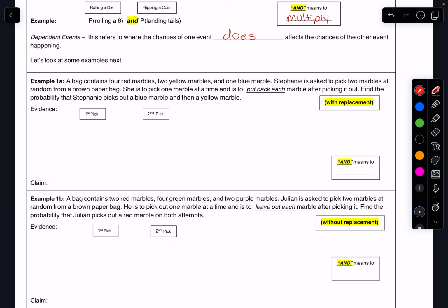Okay, so the first one says a bag contains 4 red marbles, 2 yellow marbles, and 1 blue marble. Stephanie is asked to pick 2 marbles at random from a brown paper bag. If she is to pick one at a time and is to put back each marble after picking it out, find the probability that Stephanie picks out a blue marble and then a yellow marble. So a blue marble and then a yellow marble.